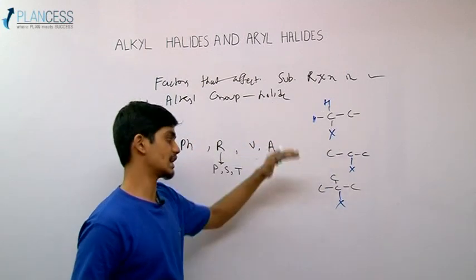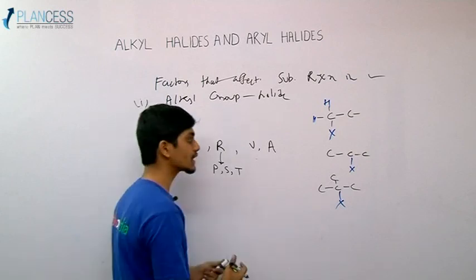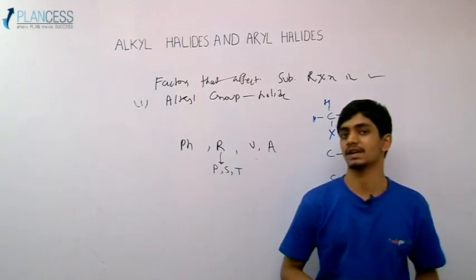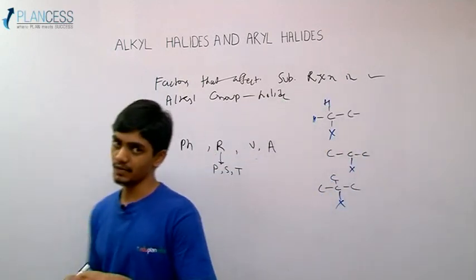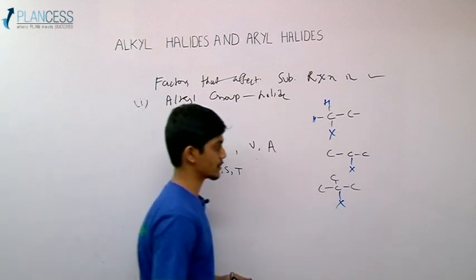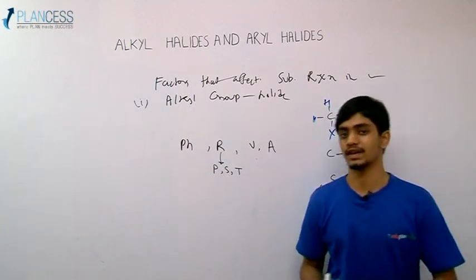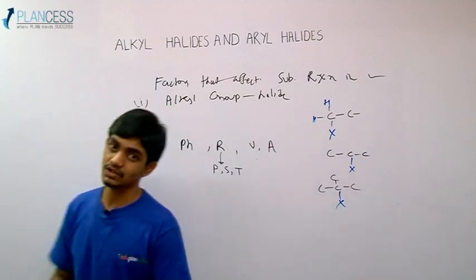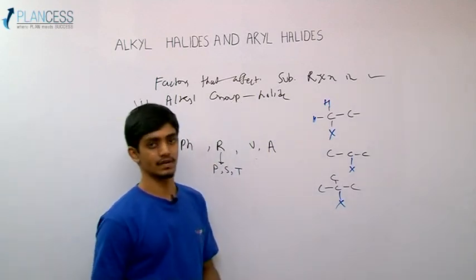Primary halide, secondary halide, tertiary halide. We have got two mechanisms, and let us consider both the mechanisms separately. In the SN1 mechanism, what is a possible factor that can affect the rate of the reaction, or make the reaction go in the forward direction faster?